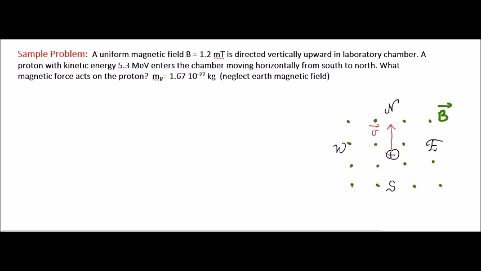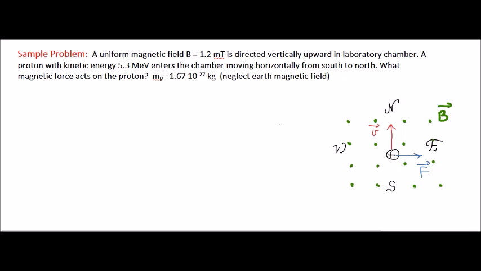Well, let's see first the direction. V is in the north direction, like that. B is out of the page, so you do the cross product, right-hand rule. It gives you the force pointing toward the east. Okay, so I get first the direction of the force.